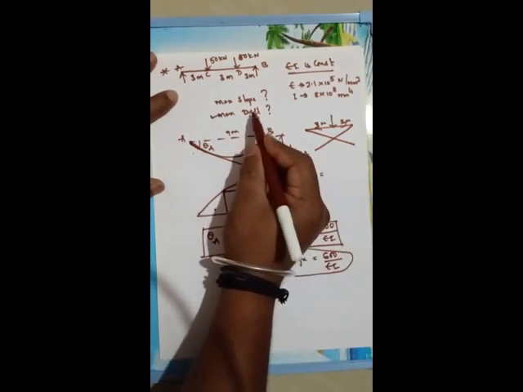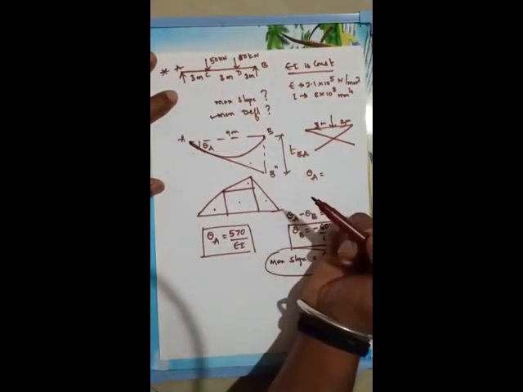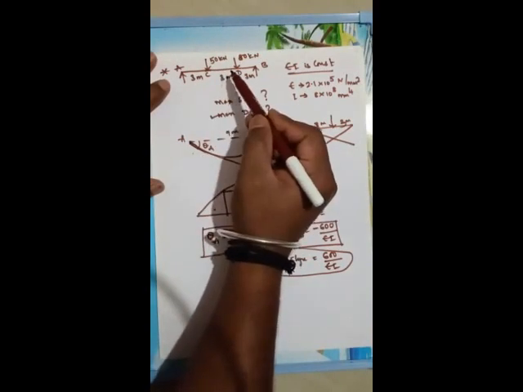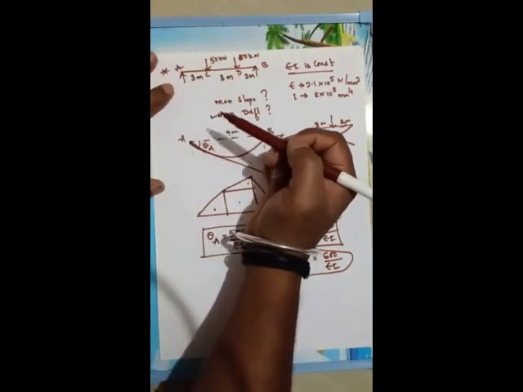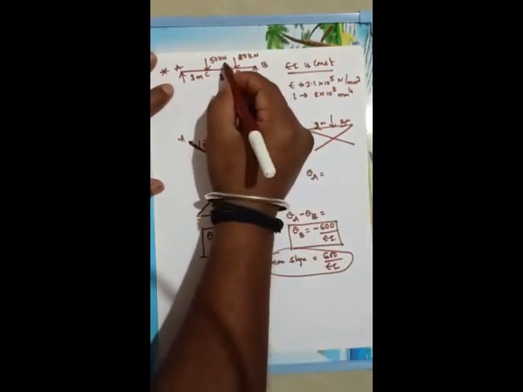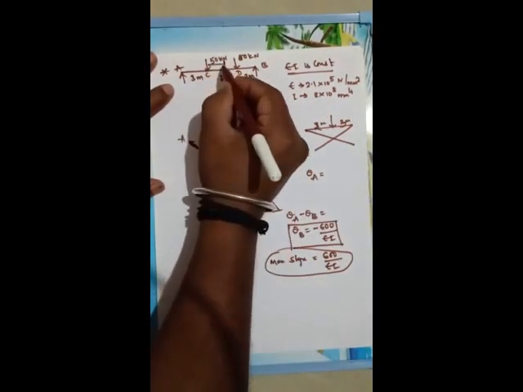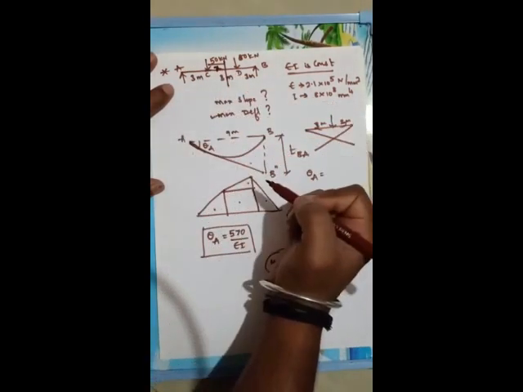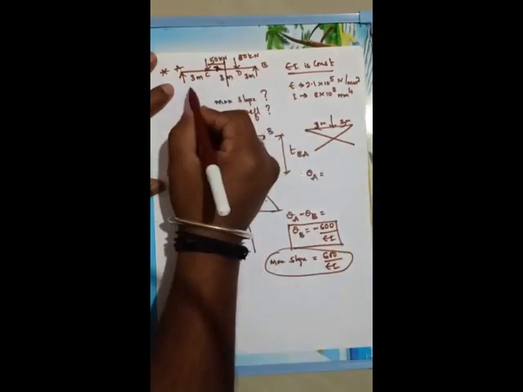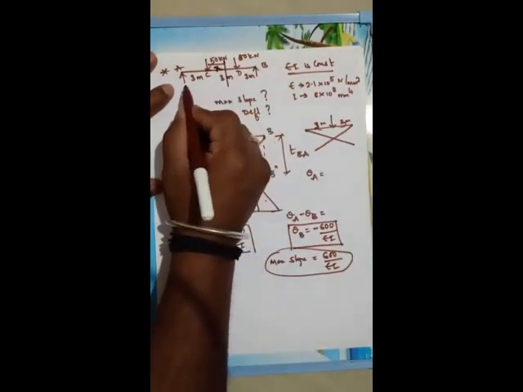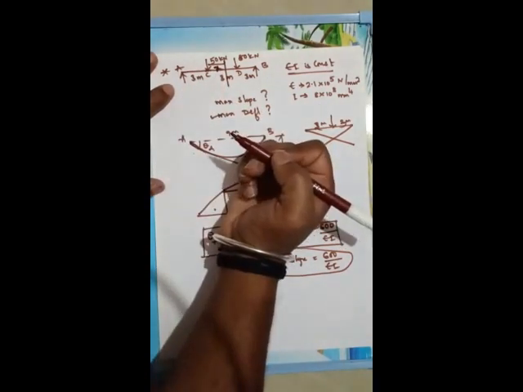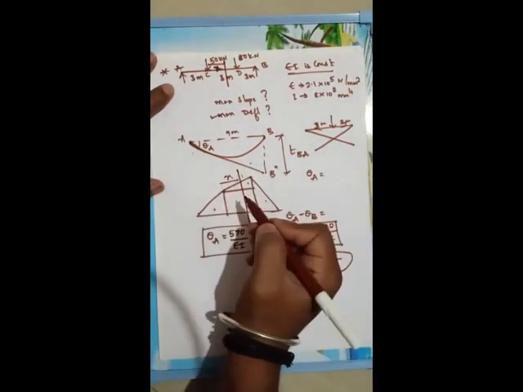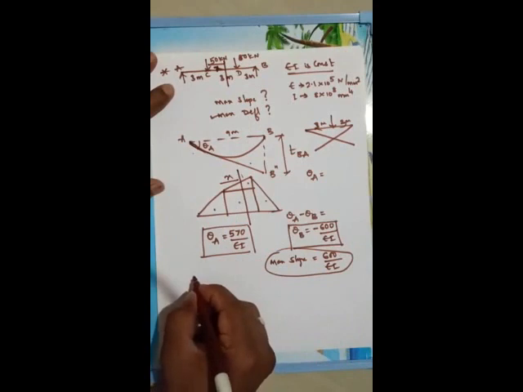Since it is not a symmetrical load, the maximum deflection is near the center, not exactly at the center. To find it, let us consider somewhere here at a distance x. From point C you can consider that it is maximum at a distance x, or else you can consider from point A also. First you need to find what that x is.